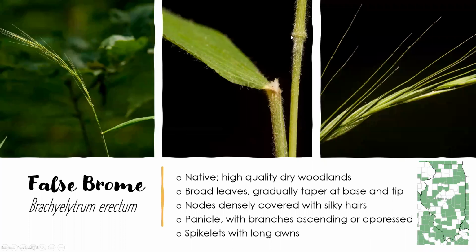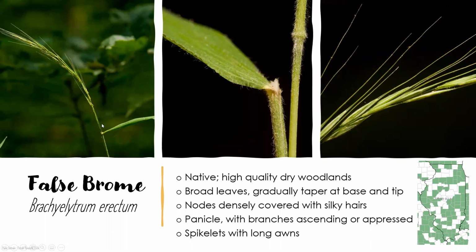You can see that really clearly in this photo here. Those nodes have those dense silky hairs. And you can also see that they extend a little bit on the stem, and they're also present on the leaf sheath right here. It does have a panicle, and in this picture, we can see that the branches are appressed.